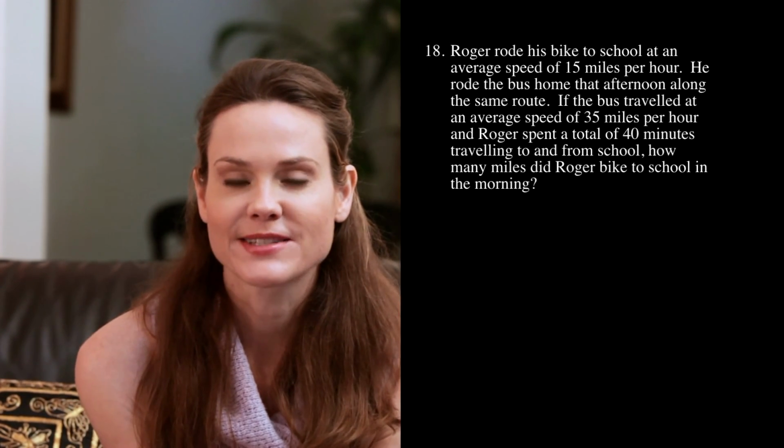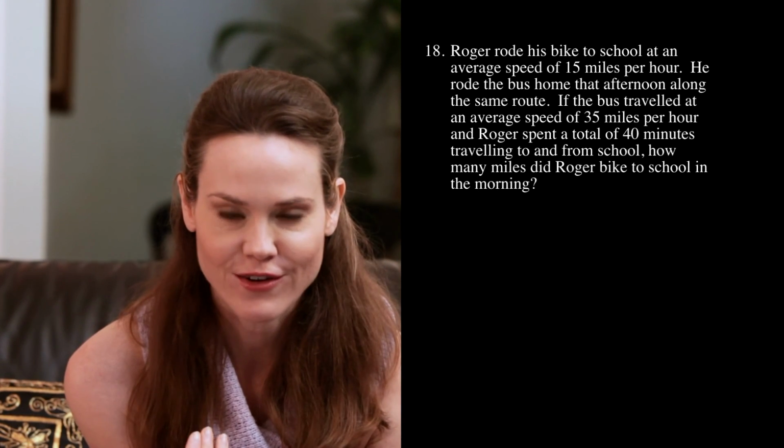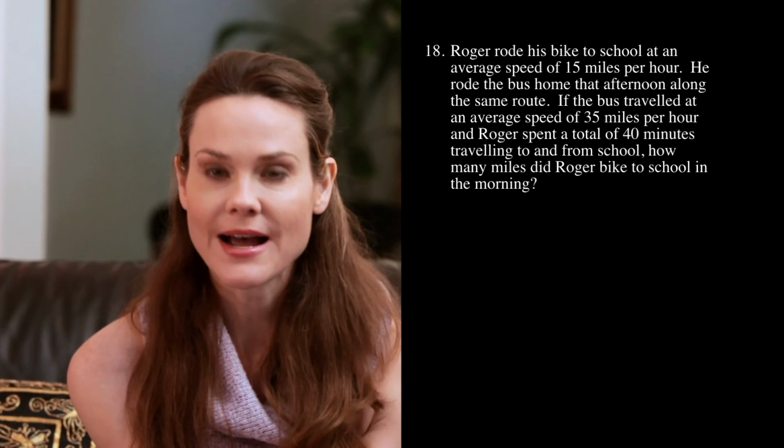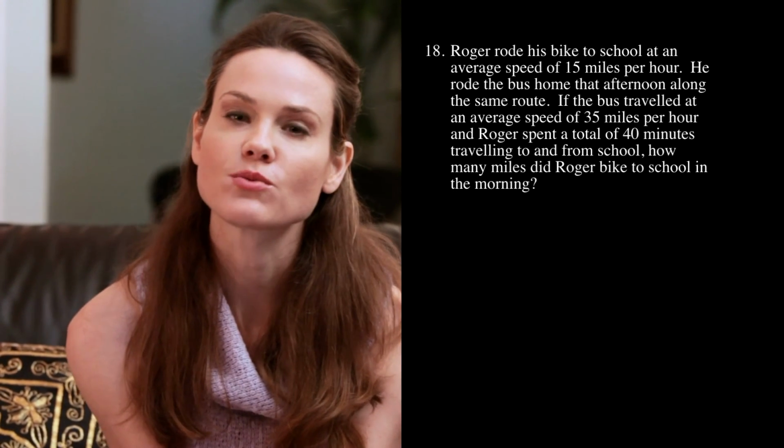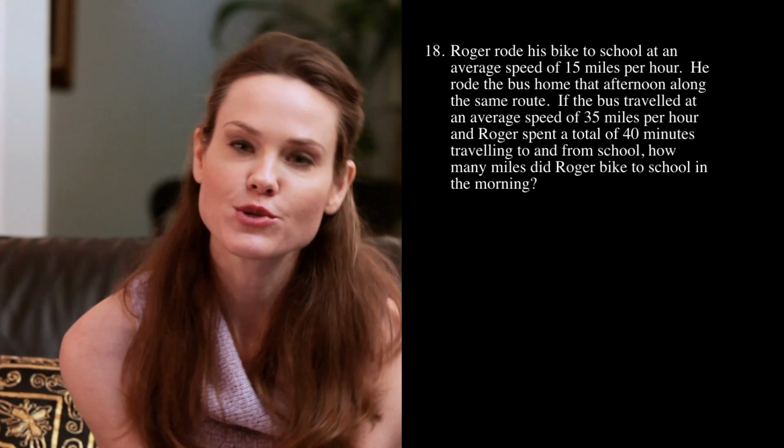For this one, it's a weighted average problem. It's not as easy as just adding those two together and dividing by 2. On weighted average problems, what you want to do is throw in a number for the distance. So we want to throw in a distance that's a common multiple of 15 and 35. So let's say the entire distance from home to school is 105 miles.